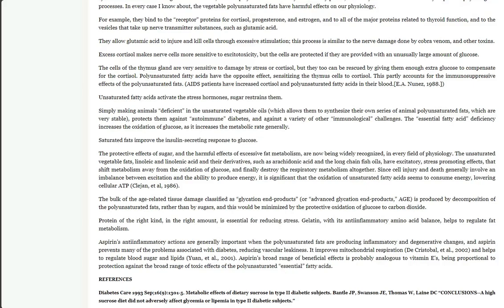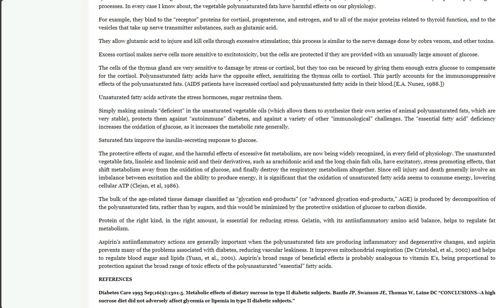For example, they bind to the "receptor proteins" for cortisol, progesterone, and estrogen, and to all the major proteins related to thyroid function, and to the vesicles that take up nerve transmitter substances such as glutamic acid. They allow glutamic acid to injure and kill cells through excessive stimulation. This process is similar to the nerve damage done by cobra venom and other toxins.